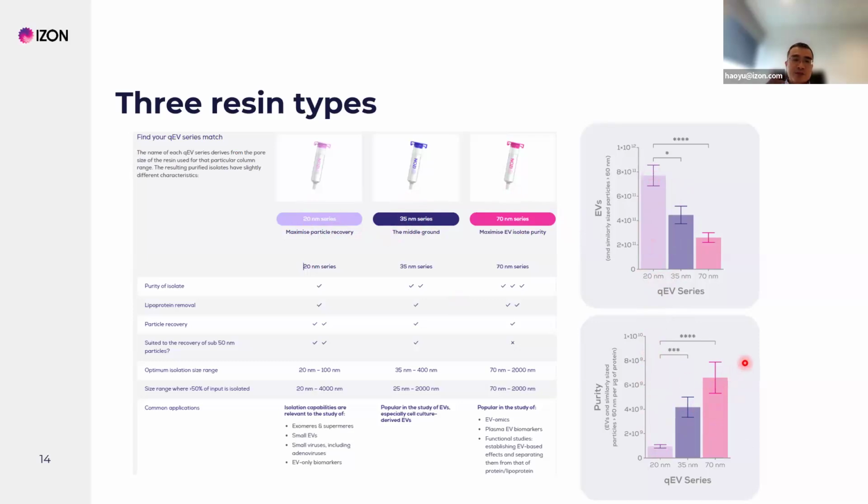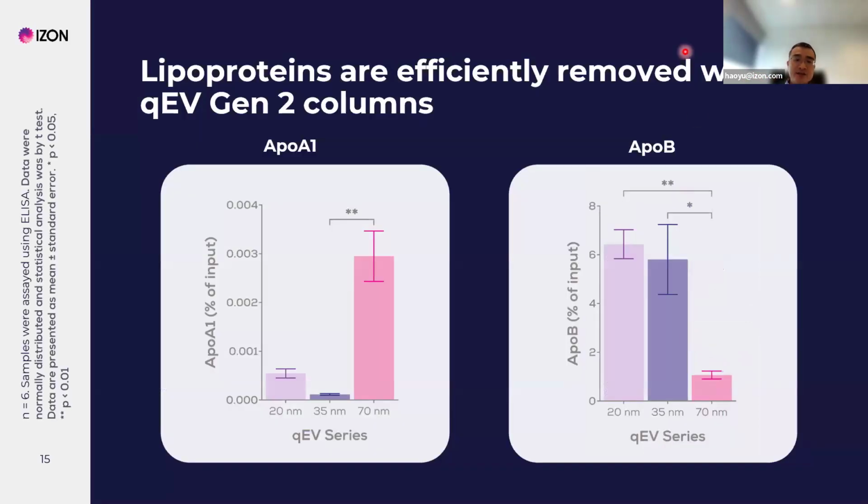So actually, it depends on your needs. The 35 nanometer resin is most used because it balances the yield and the purity, but it depends on your detailed application. Usually for diagnosis studies, they use the 70 nanometer resin because they want to remove as much of the lipoprotein as possible. You can see that here.